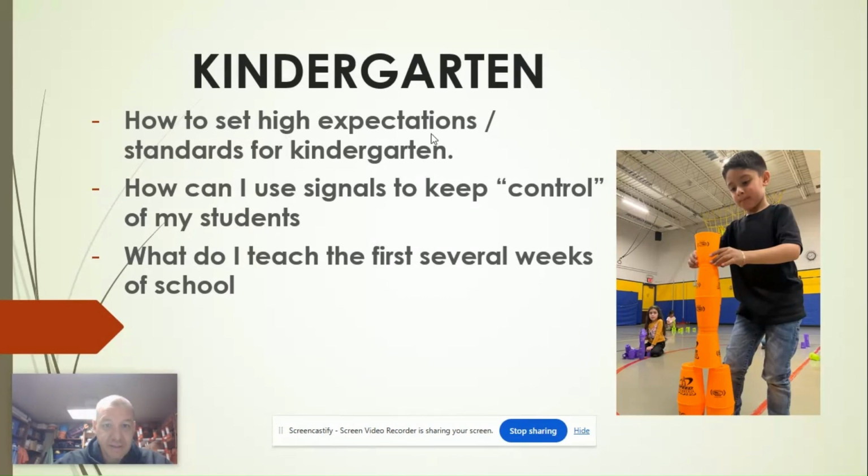So how to set high expectations and standards for kindergarten, how I can use signals to keep control of my students, and then what do I teach the first several weeks of school. So I'm going to start here with day one.